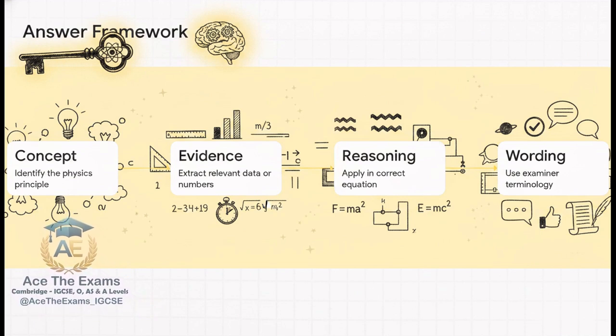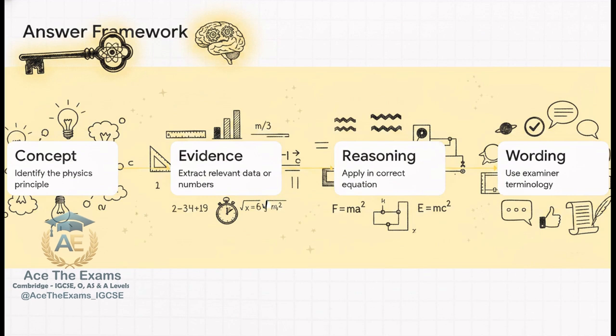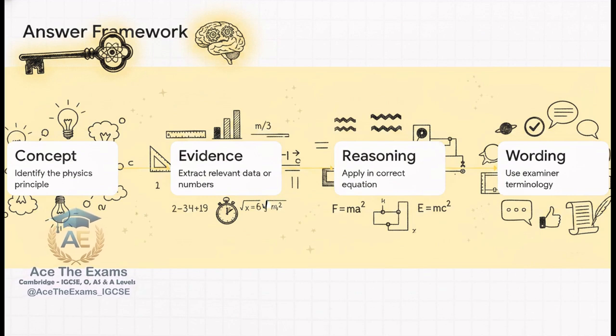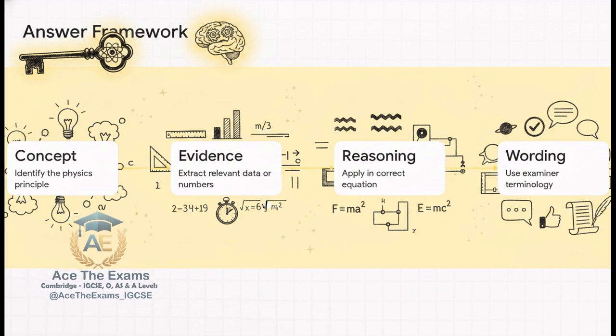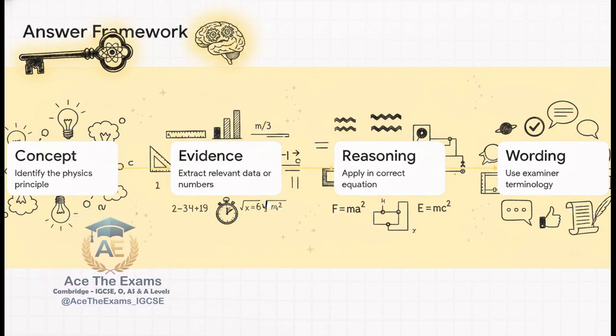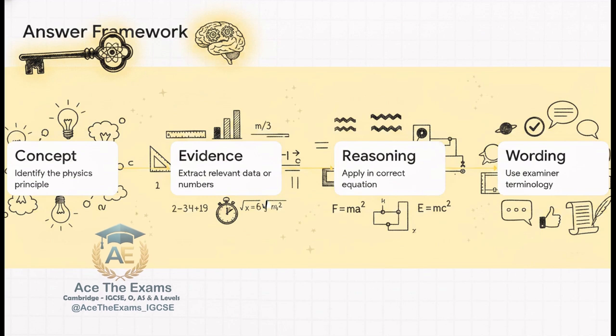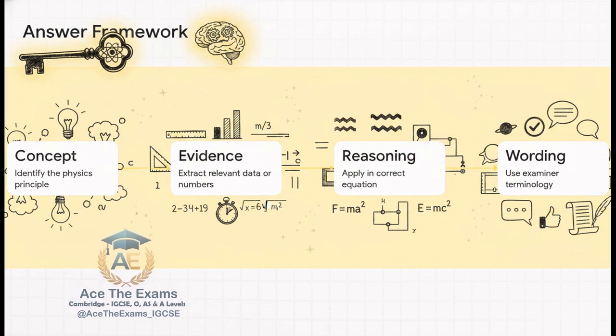For example, state the concept. Okay, this is a kinetic energy problem. Extract the evidence. The mass is 2 kilograms. Apply scientific reasoning. Plug it into half mv squared. And use examiner wording to conclude. If you do this, you literally leave them no choice but to award full marks.